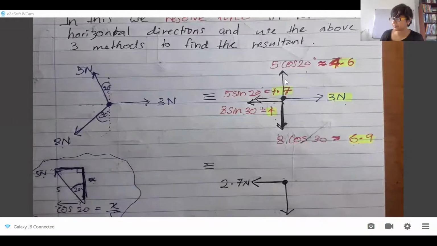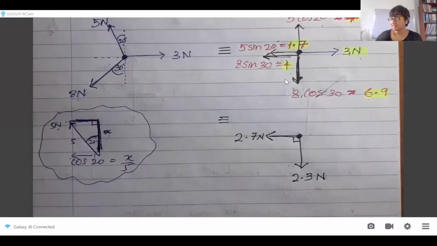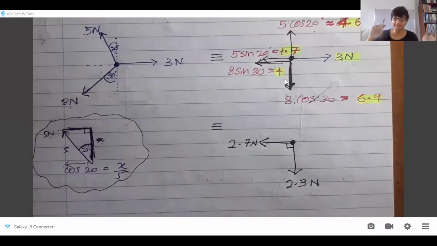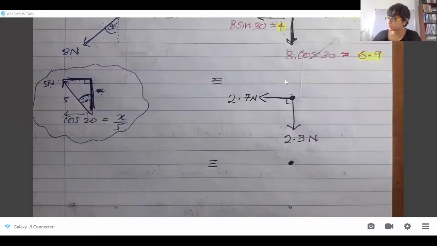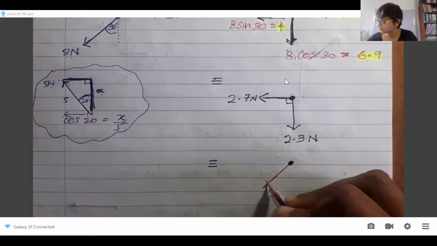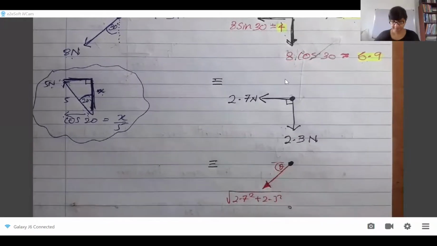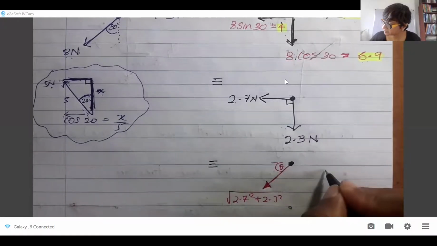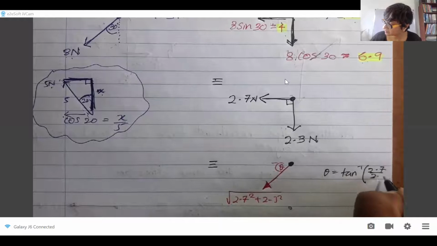See whether you understand that step. So I was able to simplify these forces that were acting at different angles into two that are acting perpendicular to each other. Now I can use Pythagoras. So I can simplify this further to say, now I get my resultant. It's going to come in a direction in between these two. And it is the square root of 2.7 squared plus 2.3 squared. And I can find the angle. That's the angle.